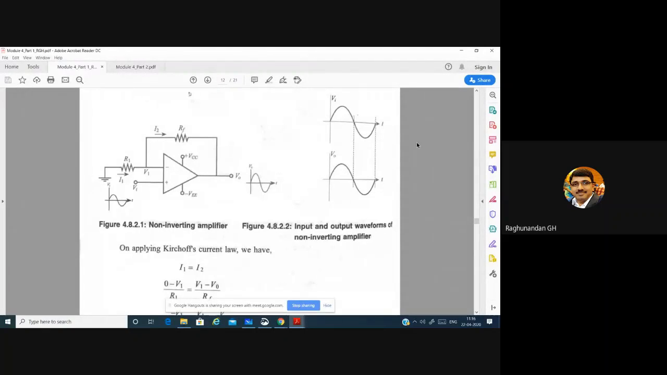Anybody, any other answers? Prajwal? Prajwal, are you there? Yes, sir, that's what I told. The output might be inverted. No. The phase inversion depends on which terminal the input is given to, not the feedback. Yeah, fine. Inversion depends upon which terminal you are giving the input to. So there is no relation between feedback and inversion.